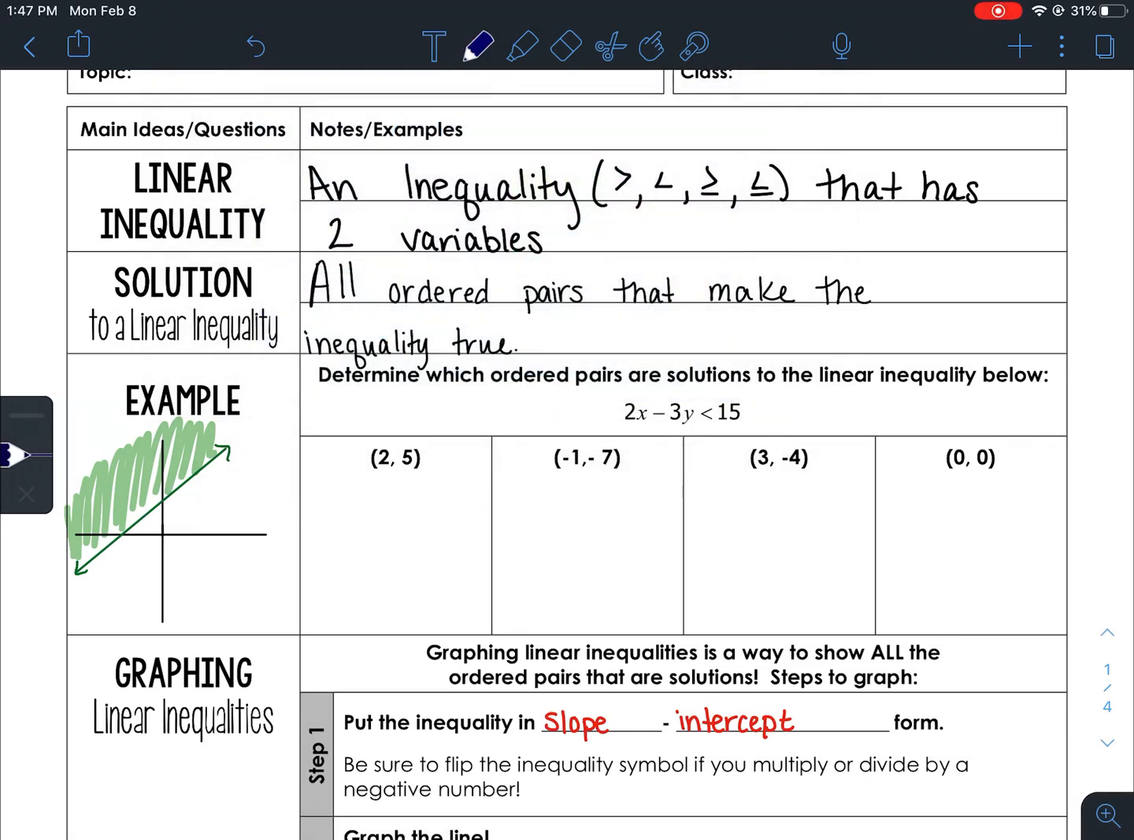Alrighty, so this is the first topic in our new unit, linear inequalities. This is very similar to what we were doing before, which is graphing equations, but now we're just graphing inequalities. An inequality is basically an equation that, instead of an equal sign, has these symbols, okay? And this time we're using two variables instead of one like we had done way back when. So a solution to a linear inequality is all the ordered pairs that make the inequality true.